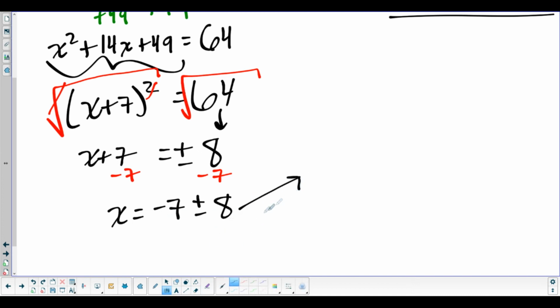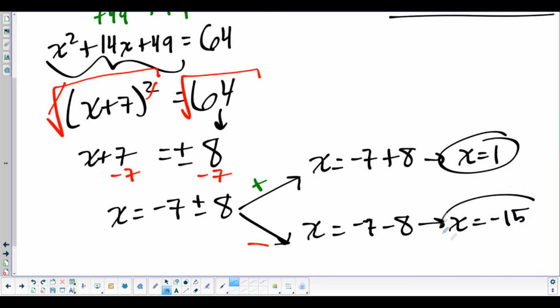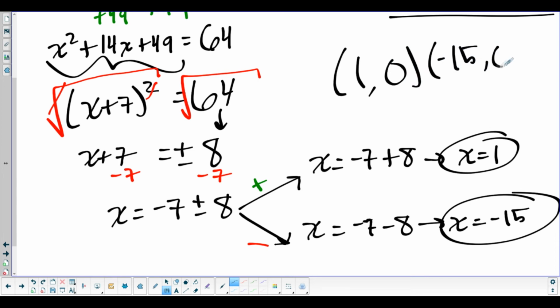Instead, I have to think about this in two cases, the case where I am actually adding 8 and the case where I'm subtracting 8. So really what this gives me is the equation x equals negative 7 plus 8, where for the plus or minus I added it, and then x equals negative 7 minus 8, which is when I subtracted from the plus or minus. This one is going to be x equals 1, but this one, sorry, is going to be x equals negative 15. Which means that my points are (1, 0) and (negative 15, 0).